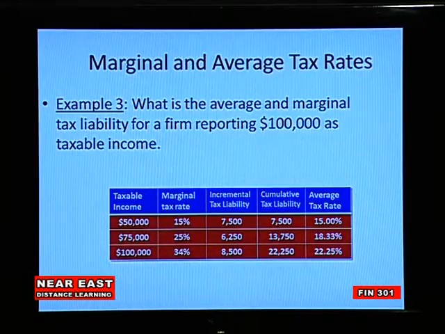But in actuality, we will not pay 34%. Why? On the first $50,000 we will pay only $7,500, which is 15%. On the next $25,000 up to $75,000 we will pay $6,250. The total will be $13,750. After that, we will pay $8,500. The total will be $22,250.